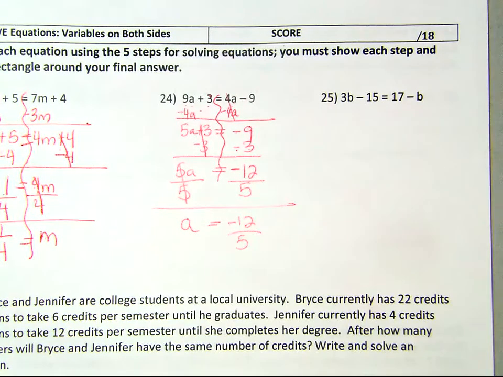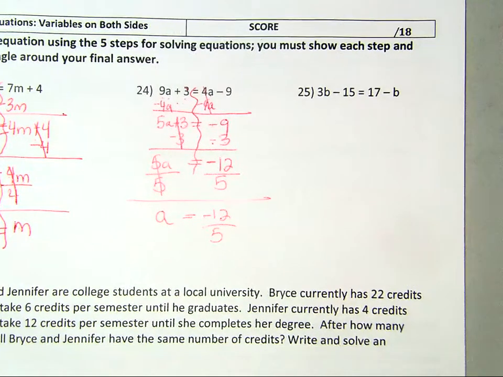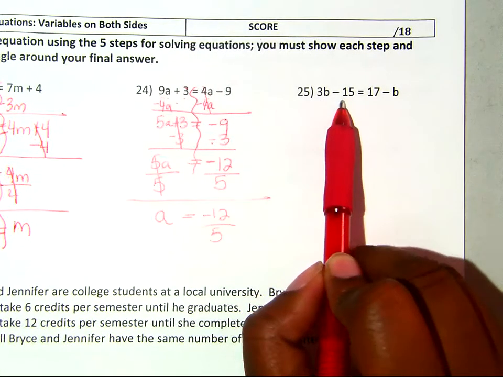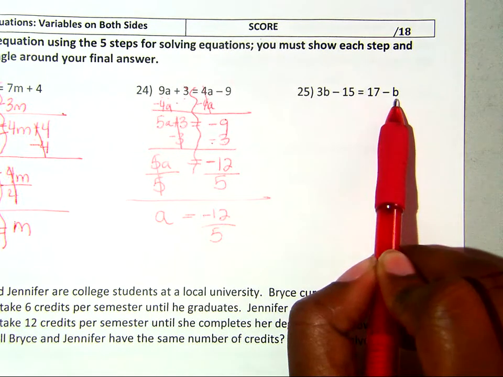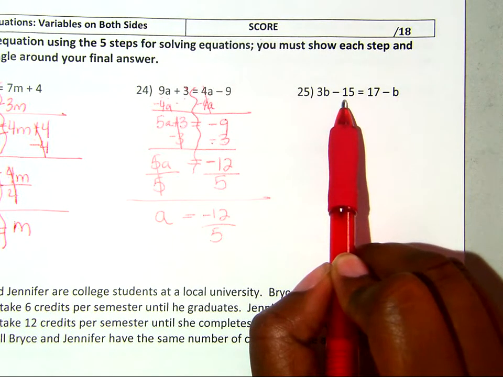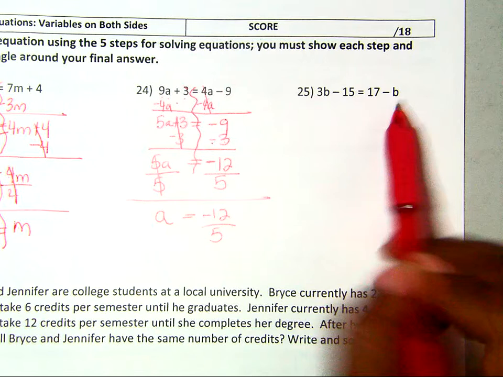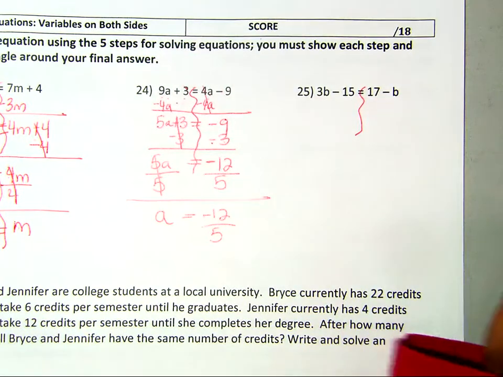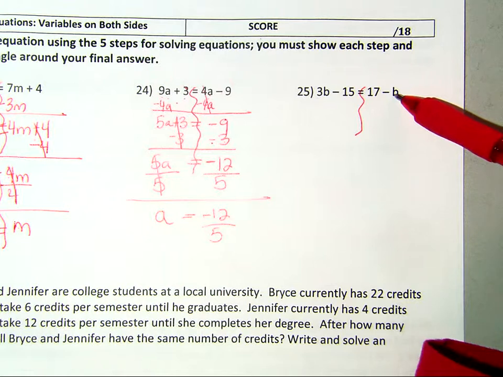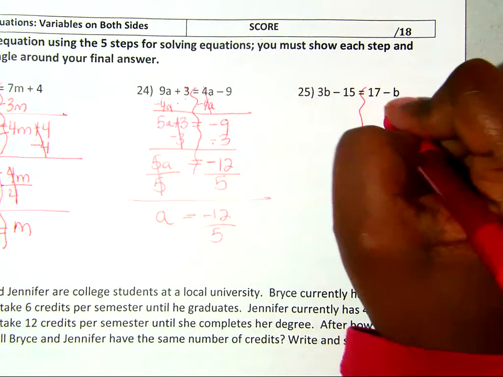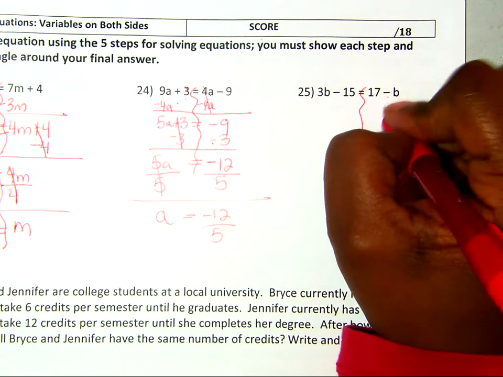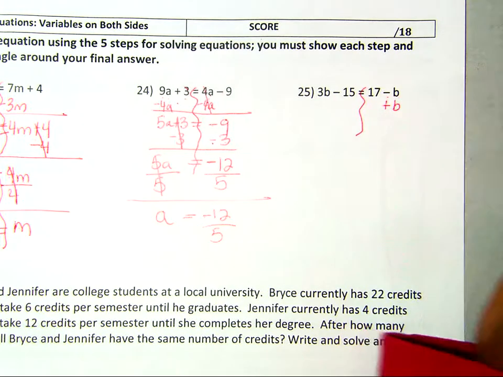All right, let's keep going. Can I distribute here? No. Can I distribute here? No. Can I combine here? No. Can I combine here? No. Time to rewind. Looking for the term with the smallest coefficient. That's this one. There's a -1 here. So the opposite of -1b is plus 1b or plus b. What I do to one side, I have to do to the other.